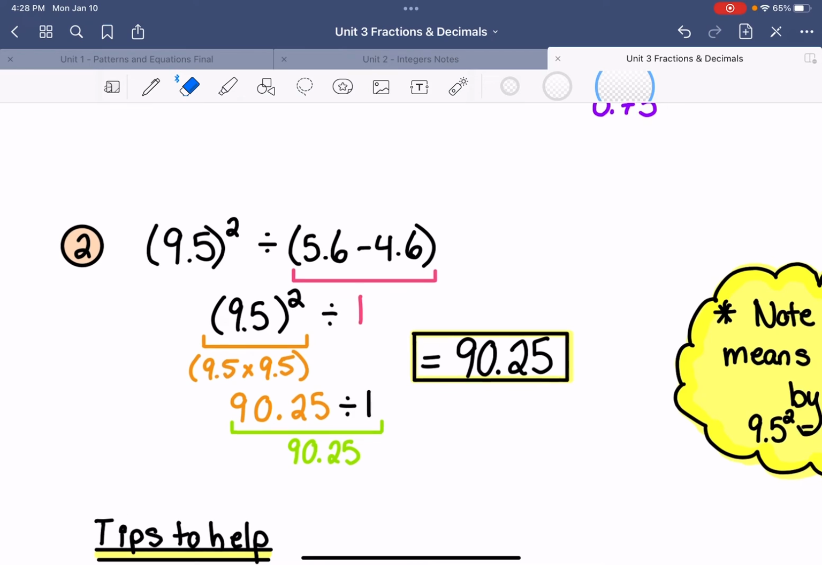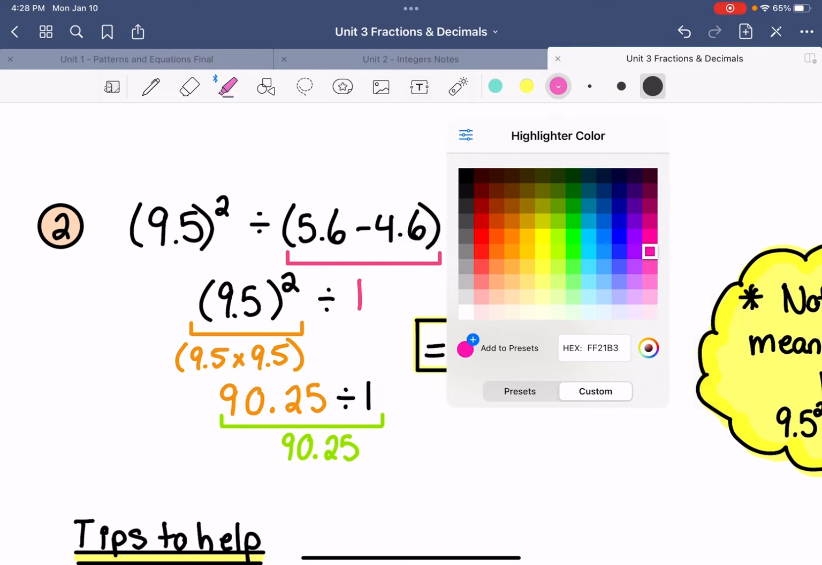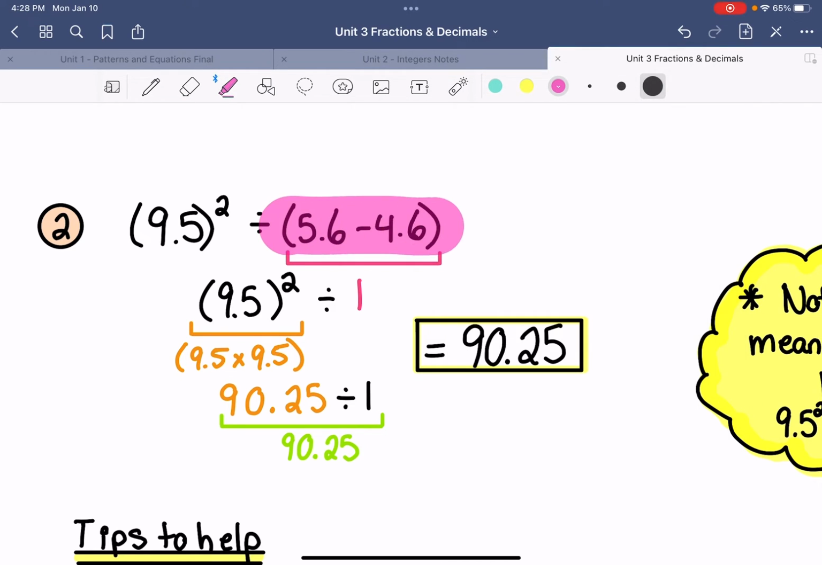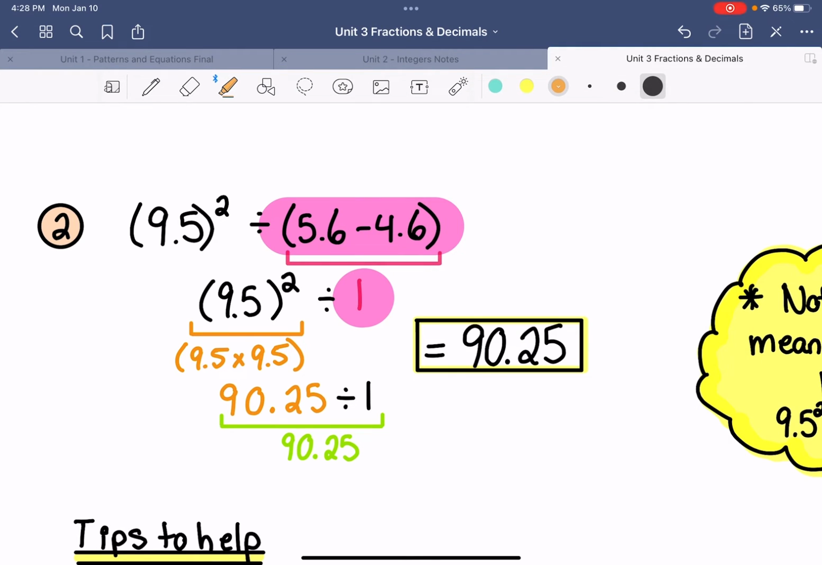Let's go to another example. In this one here, we do have some exponents, but first we're going to start with BEDMAS, brackets. Yes, we do see brackets. 5.6 minus 4.6 is 1. Everything else stays the same. Now we're going to look at this exponents. Now, some of you have learned what exponents are and some of you haven't.